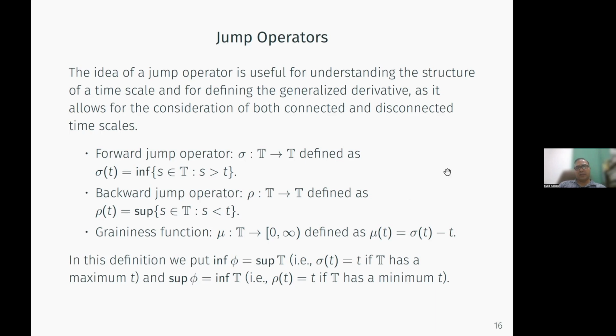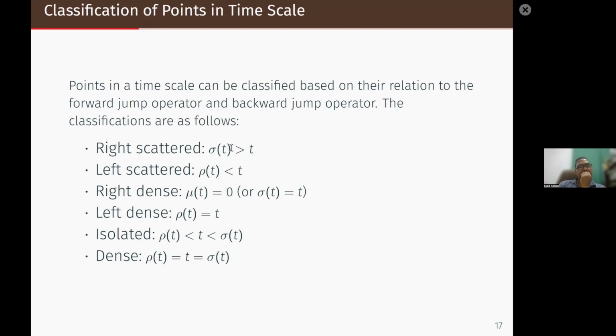And rho t is t if t has a minimum. These are some classifications of points in time scales. The point is right scattered if sigma t is greater than t, left scattered if rho t is less than t, similarly right dense if mu t is 0, left dense if rho t is t, isolated if t is strictly between rho t and sigma t, and dense if they are equal.